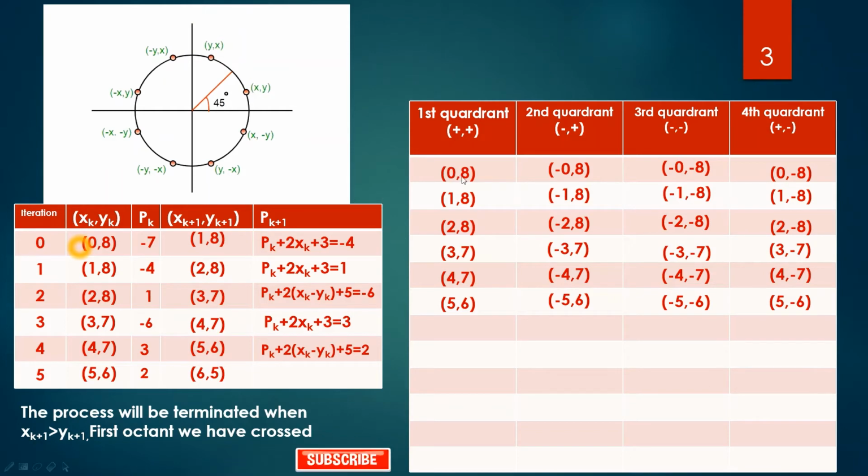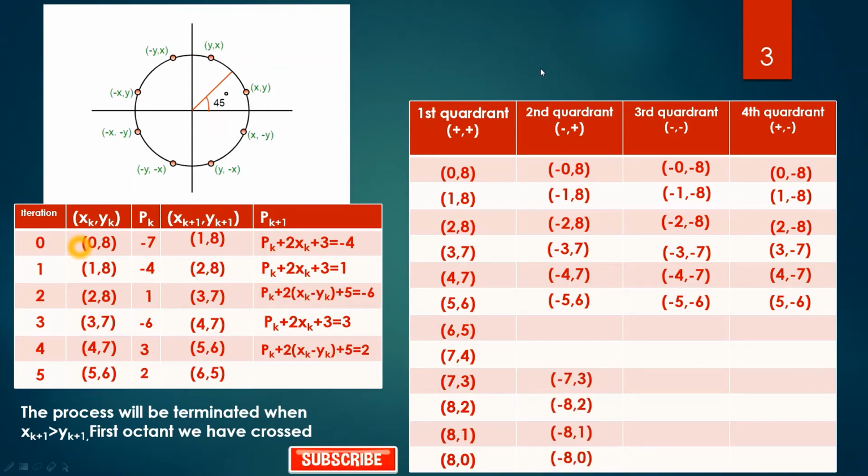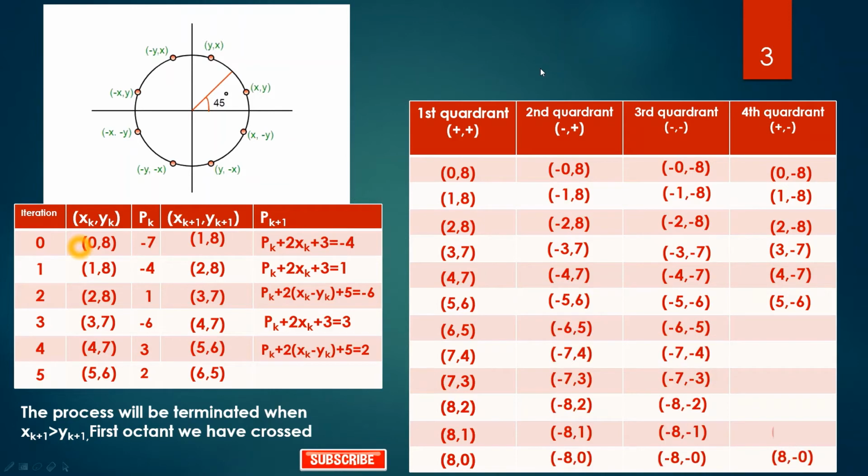So if it is 0, 8, just write down the opposite. It is 8, 0. It is 8, 1. It is 8, 2, 7, 3, 7, 4, 6, 5. In this way, just write the opposite here also. In this way, you get the total table.